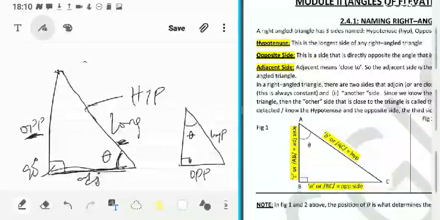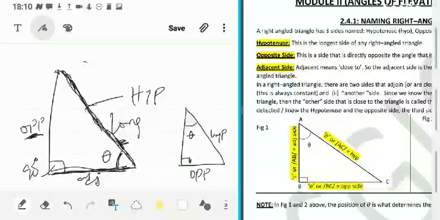Can you see? There are actually 2 sides that are close to these 2 angles. There are 2 sides that meet to form that given angle. The hypotenuse is always there. It is always there, so it's constant. And then the adjacent side. But the only thing is that we don't always know the adjacent side ahead of time.